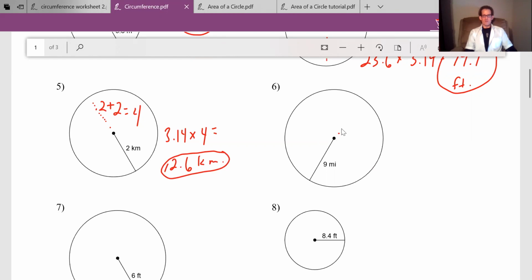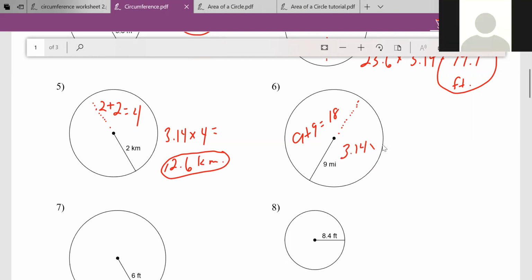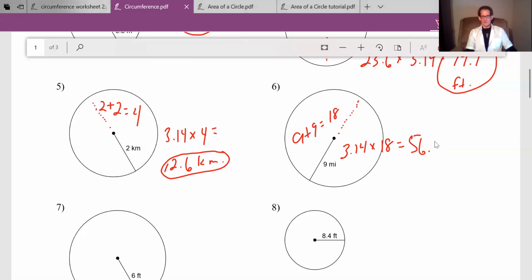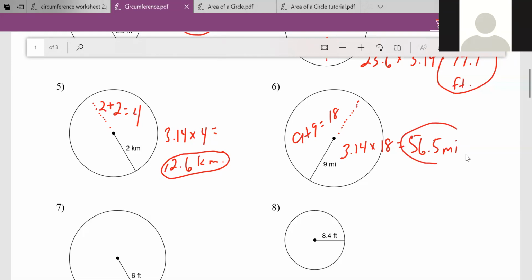Okay, my radius is 9. It's your turn. Diameter is 18, the whole distance. Then I go back to my formula for circumference, pi times 18. 3.14 times 18. That's 56.52. I don't round this any higher because that 2 is less than 5. So I'm just going to say 56.5. And this looks like it's measured in miles. 56.5 miles.